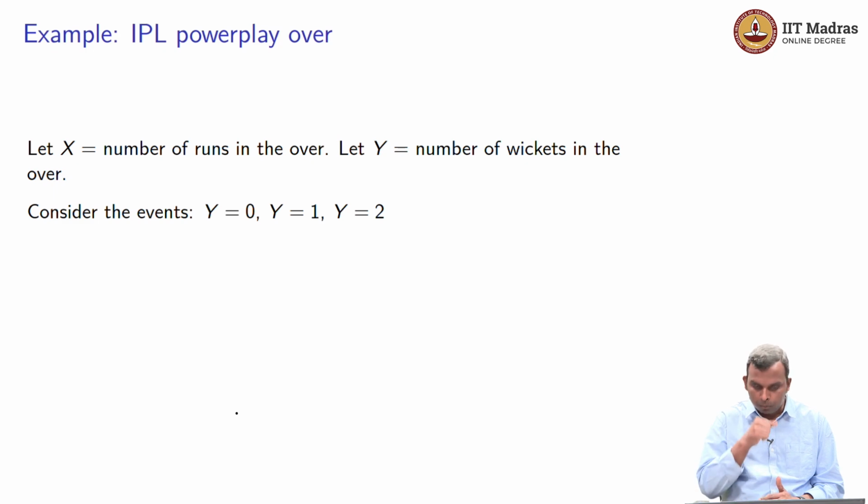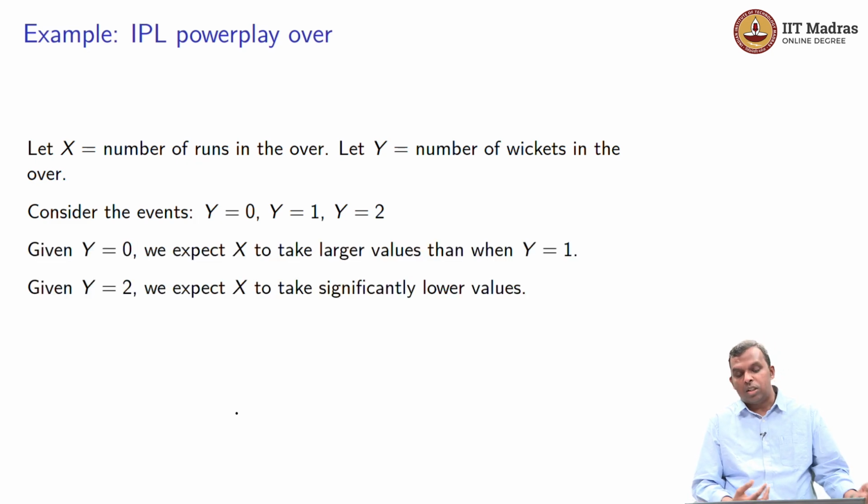Okay, so if you look at the events Y equals 0, Y equals 1, Y equals 2, Y equals 0 is probably the most common. There were no wickets that fell. Y equals 1, 1 wicket fell in the over, and Y equals 2, 2 wickets fell in the over. So this is something that can happen, right? It can happen in the power play if you have good bowling.